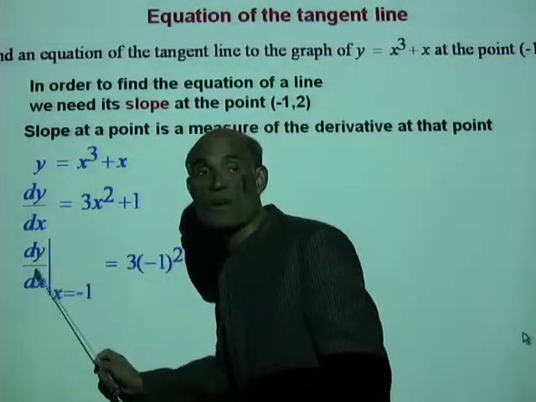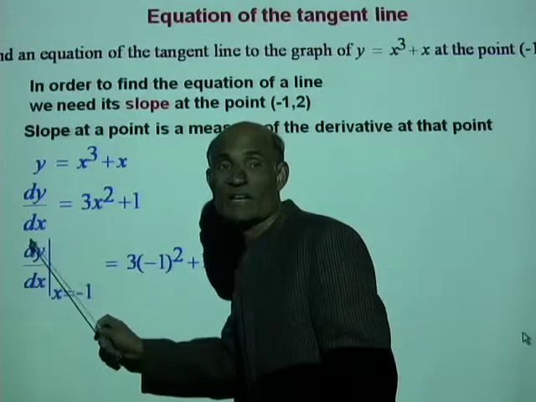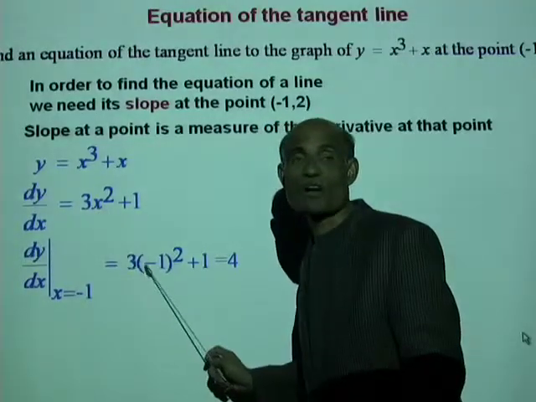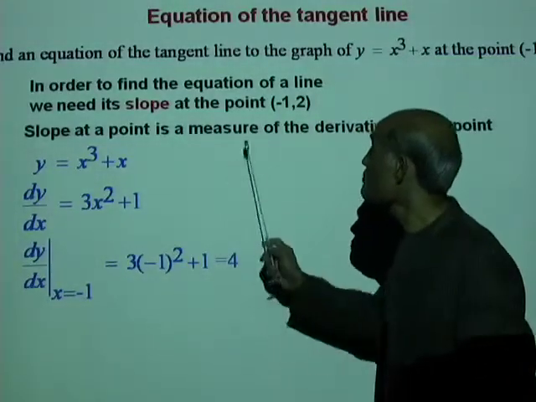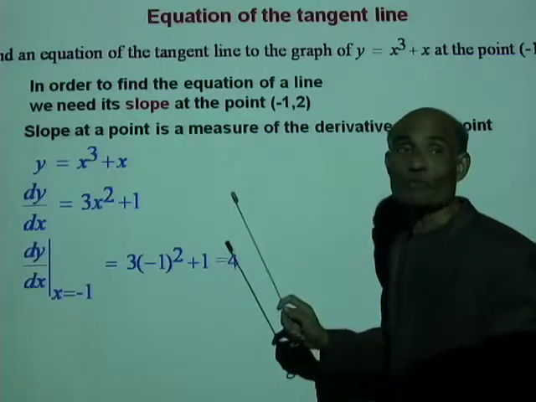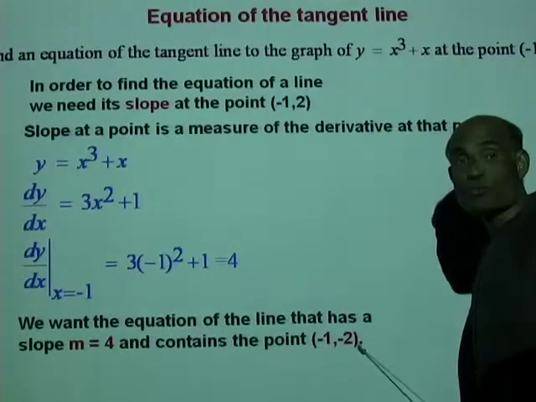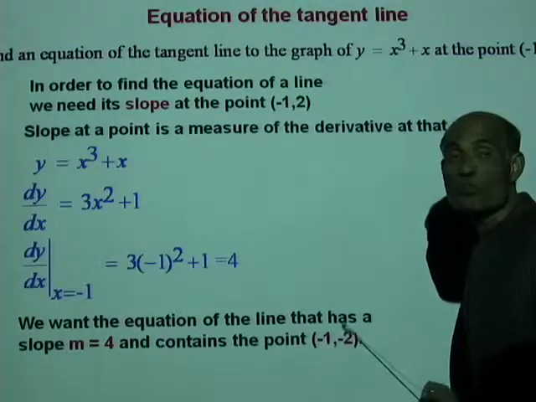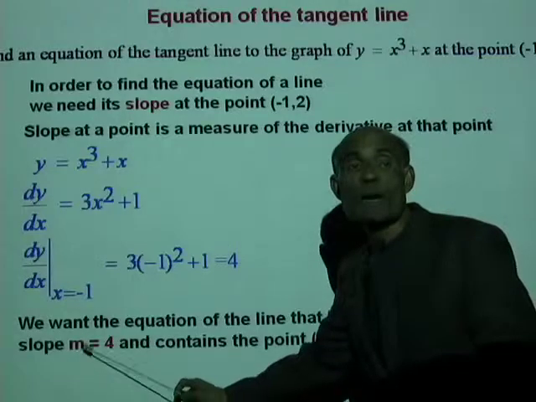So look at the way I write it. dy by dx, this line means when x equal to -1. So read it again: dy by dx when x equal to -1, replace your x by -1. It's 3 times -1 squared plus 1, equal to 4. That means the slope of the tangent line at x equal to -1 of the graph of this function is 4. And therefore, we've got m equal to 4, and the point where we want the equation of the tangent line is -1, -2. That means this point is on the tangent line. x1 is -1, y1 is -2, m equal to 4.